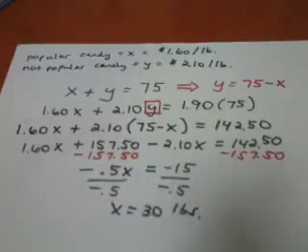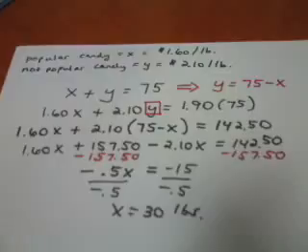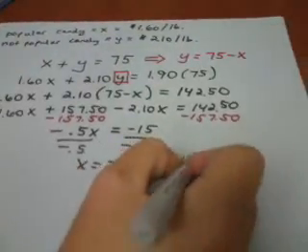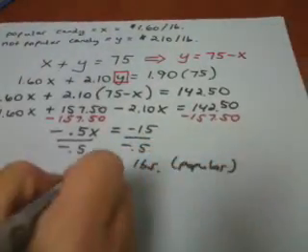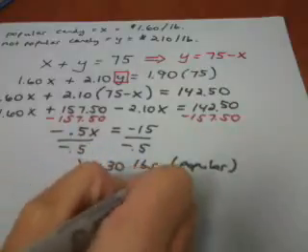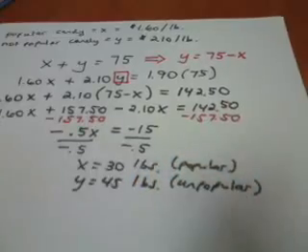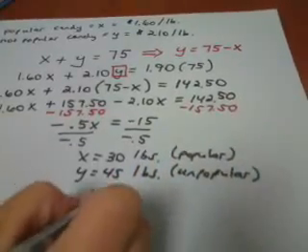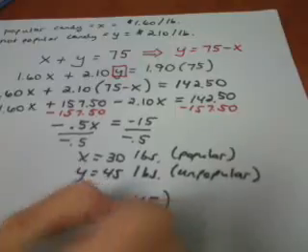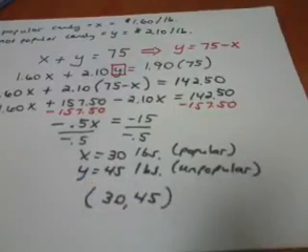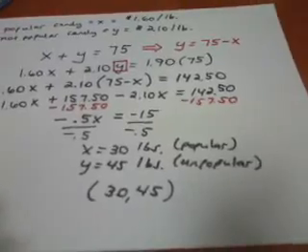Now X represents our popular candy, so in order for the manager to get this mixture that he's seeking, I would have to have 30 pounds of the popular candy and 45 pounds of the unpopular candy, because I know it has to total 75. So my answer is 30 pounds of the popular, and Y is going to equal 45 pounds of the unpopular. Okay, and that is your answer. If you write this as an ordered pair, it would be (30, 45), because of the way that we picked X and Y. So this is an example of solving a system of equations.